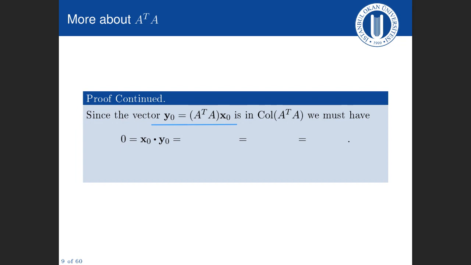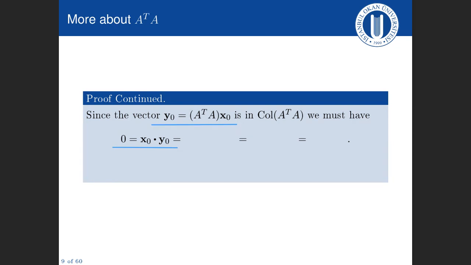That's in the column space of A transpose A, because the column space of A transpose A is the same as the range of the matrix transformation with matrix A transpose A. Or if you want, you can think about the way we multiply a matrix by a vector: you obtain a linear combination of the columns of that matrix. So you get something that's in the column space of that matrix. We've said that x0 is orthogonal to every vector in the column space of A transpose A. So straight away, we know that the dot product between x0 and y0 must be 0.